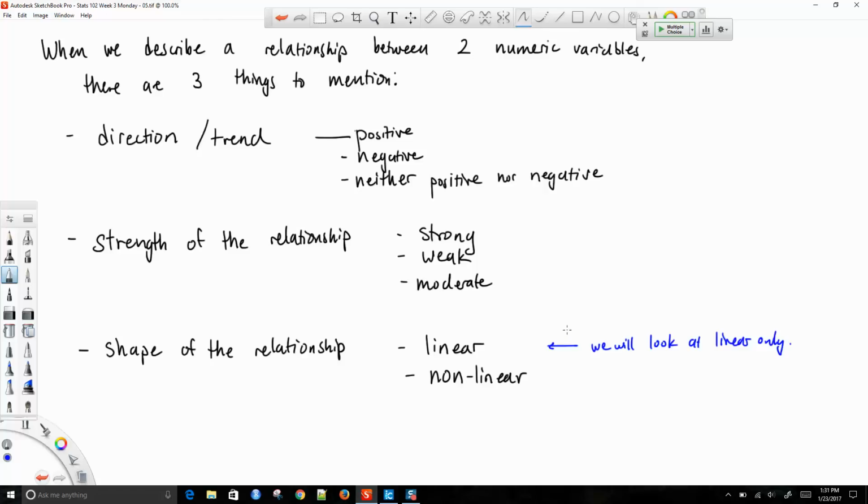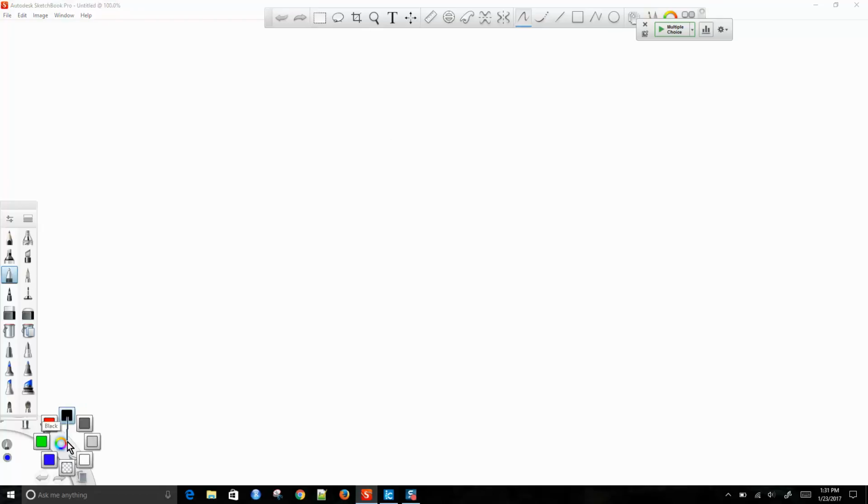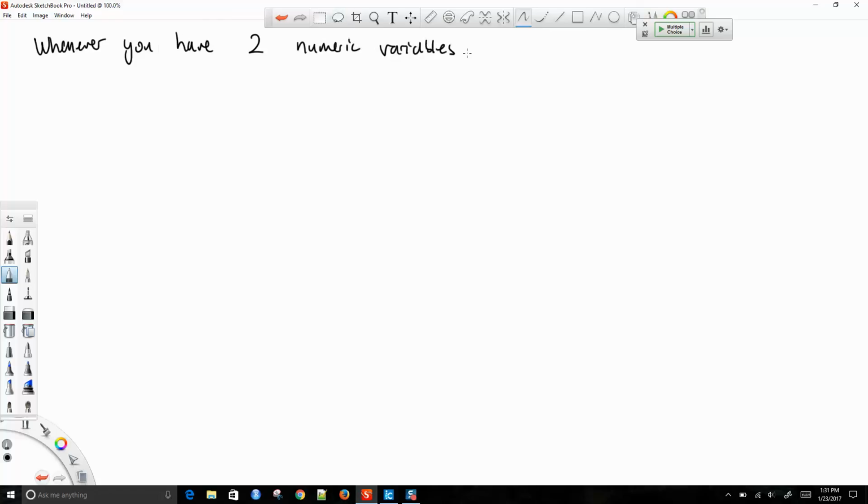Okay, so let me see. Let's talk about shape of the relationship first, okay? Whenever we're describing a relationship, the first thing we should do is create a scatter plot. Whenever you have two numeric variables and you want to describe them, or you want to investigate the relationship, always make a scatter plot.